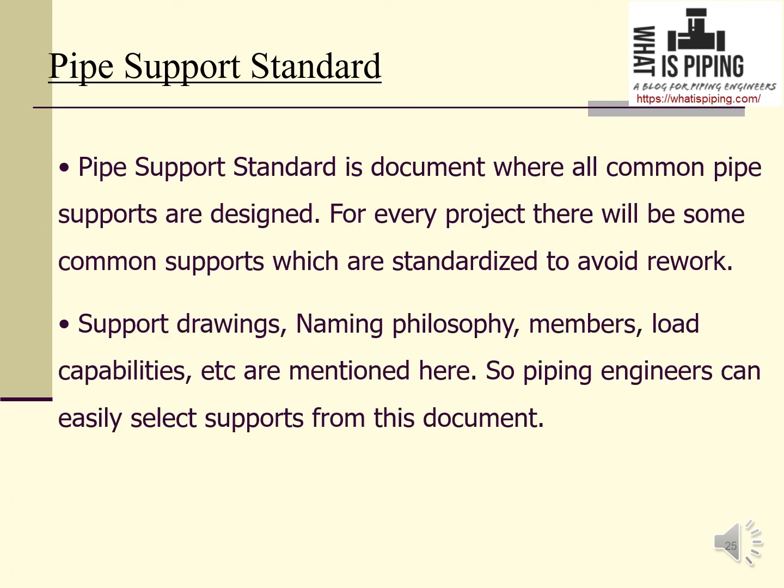Now pipe support standard. Usually every organization prepares its own pipe support standard to avoid rework for each and every project, because pipe support design takes a lot of time, and if that is standardized, then a large saving of that rework will be gained. Pipe support standards usually provide the support drawings, naming philosophy, members which are required, then load capabilities, etc. So piping engineers or designers or support engineers can easily select supports from this document.